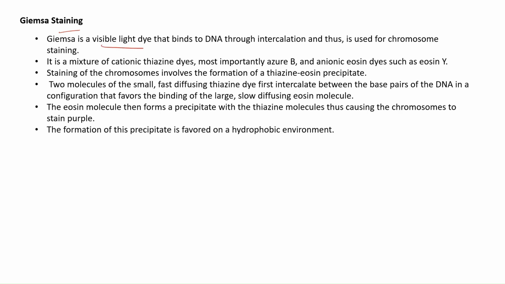Giemsa is a visible light dye that binds to DNA through intercalation. Now it is a mixture of two dyes. One is thiazine, another one is eosin, that precipitates over the DNA and hence stains the DNA. Among the two molecules, the thiazine dye is of small size. So it diffuses easily and intercalates with the base pairs of the DNA. Once it intercalates with the DNA, then the large, slow diffusing eosin molecules come and bind with thiazine, and that's how they get precipitated over the DNA molecules, giving it a purple color. Now this precipitation is favored in a hydrophobic environment.